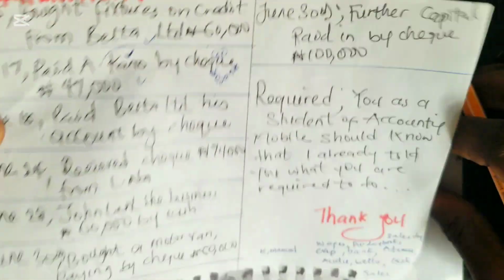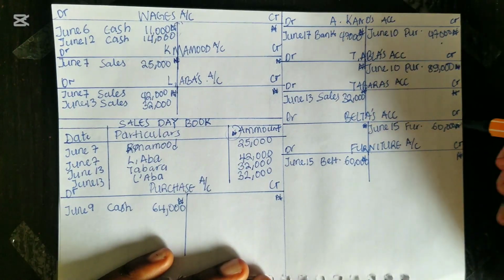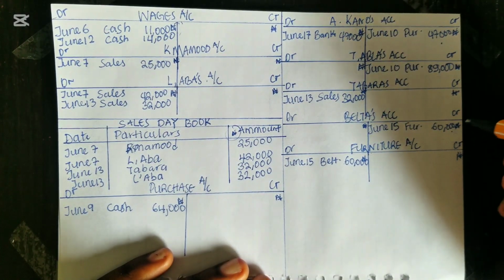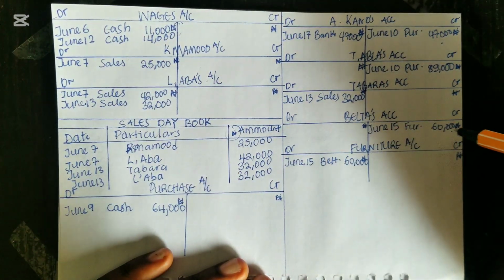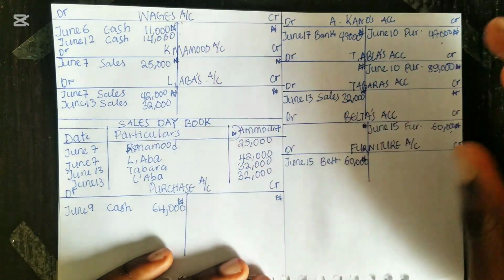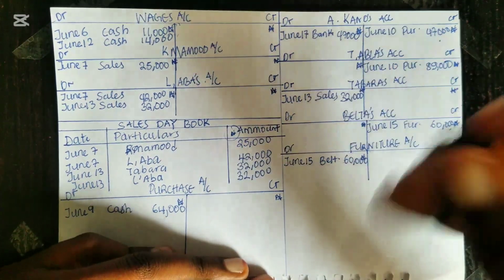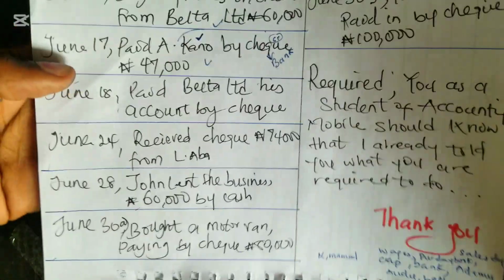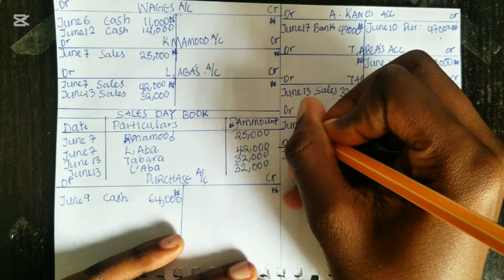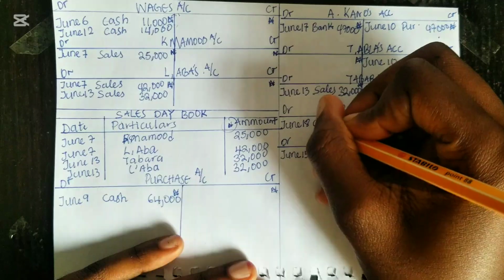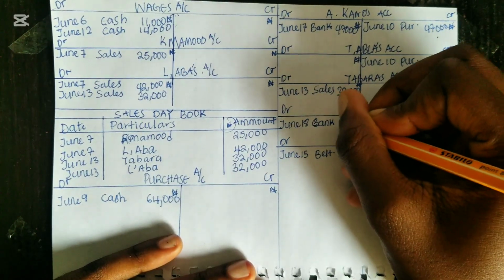And anytime we see paid Belta Limited his account by check, it means that everything he's supposed to be giving us has been paid for. So we are going to debit it with 60,000 naira because its account was paid by check. So what's the date here? The date is June 18th, right? So we're going to write June 18th. We're going to write check, which is bank. And how much is it? 60,000.